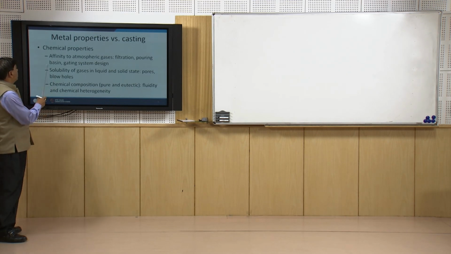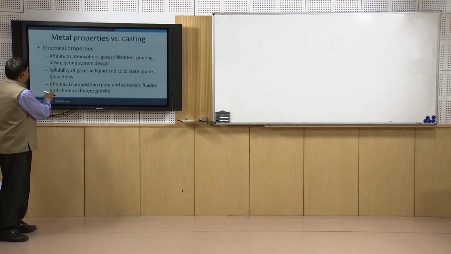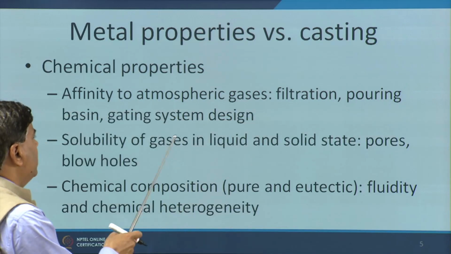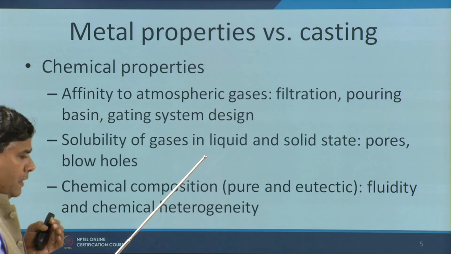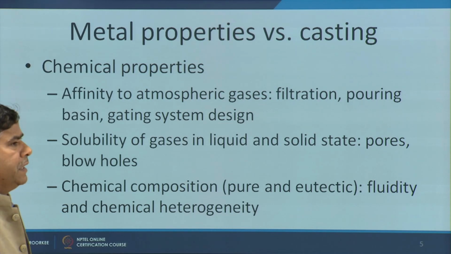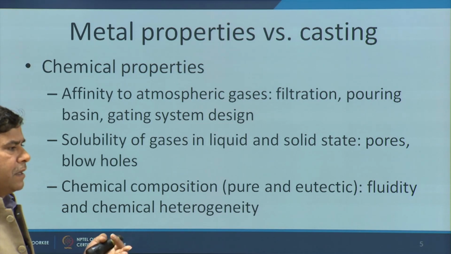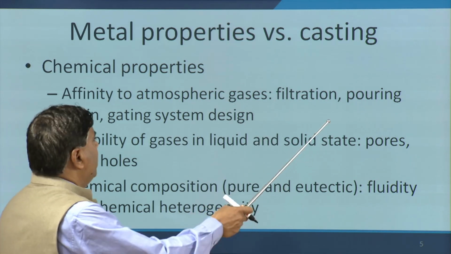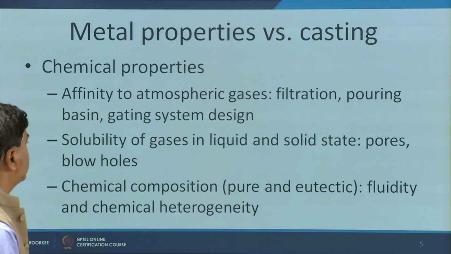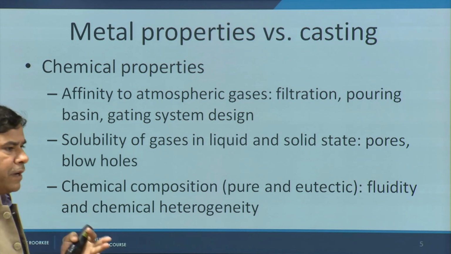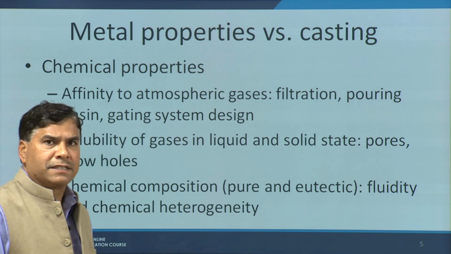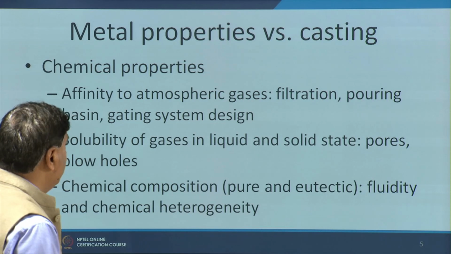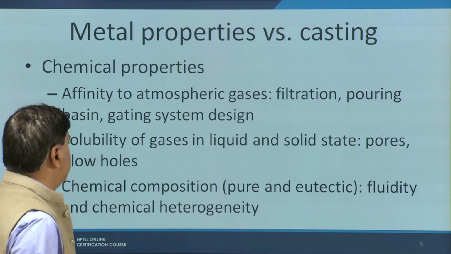Then the chemical properties, in terms of affinity to atmospheric gases, determine the kind of impurities which can be formed in the molten metal. So, the more the impurity formation tendency, the greater will be the filtration requirement. It affects the pouring design because the pouring basin is to be designed in such a way that impurities can be filtered out, and it also affects the gating system design.